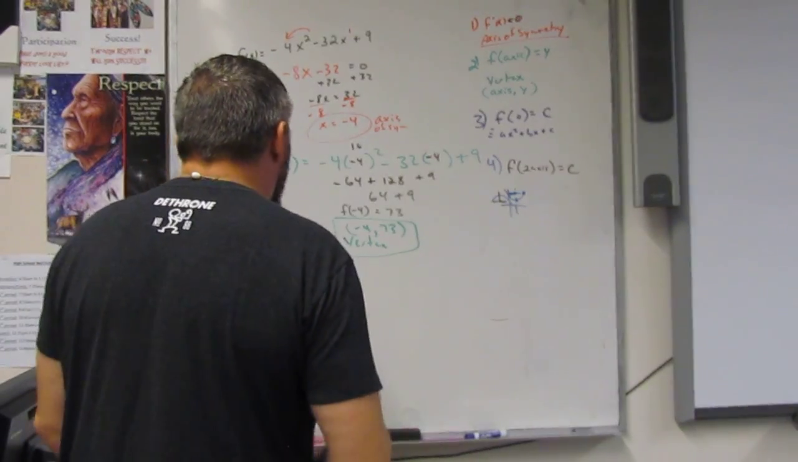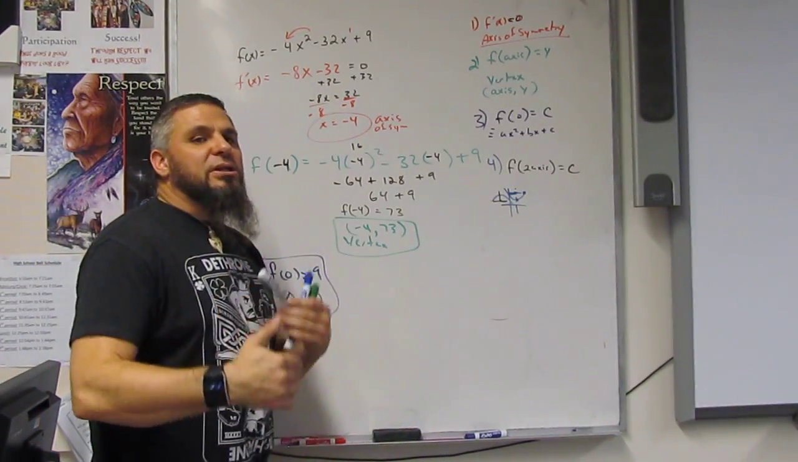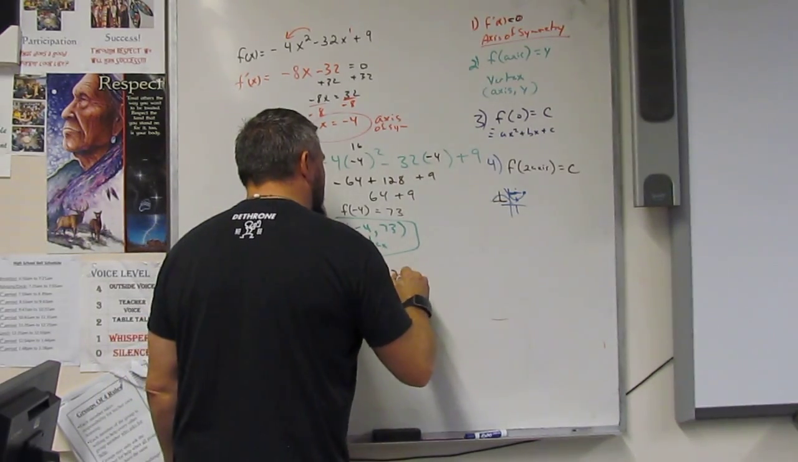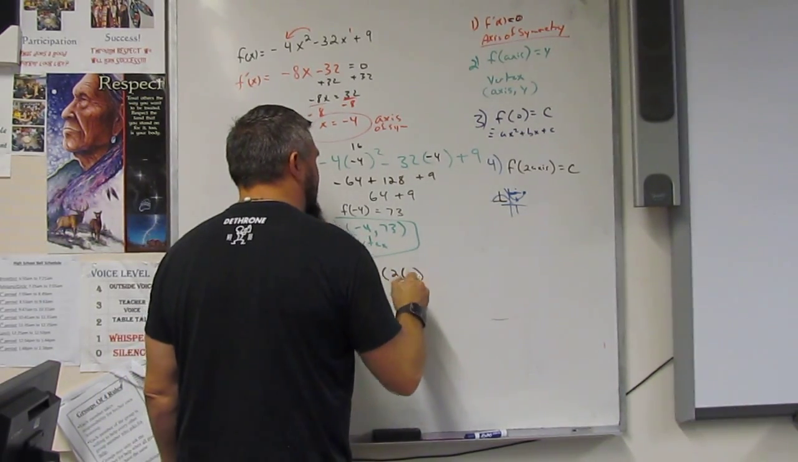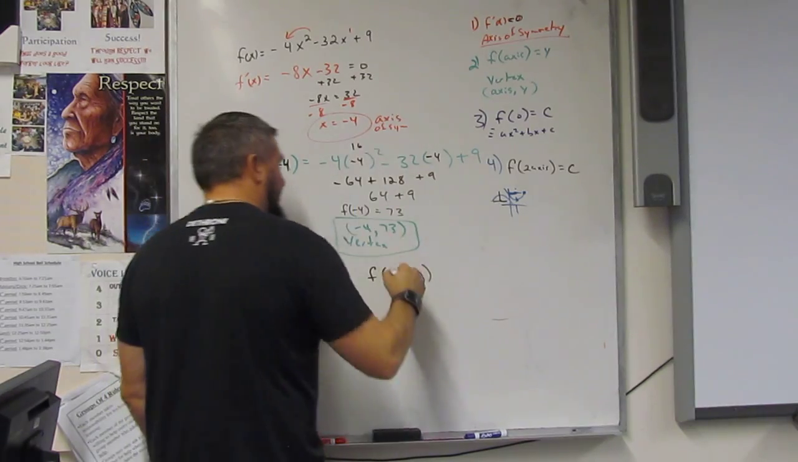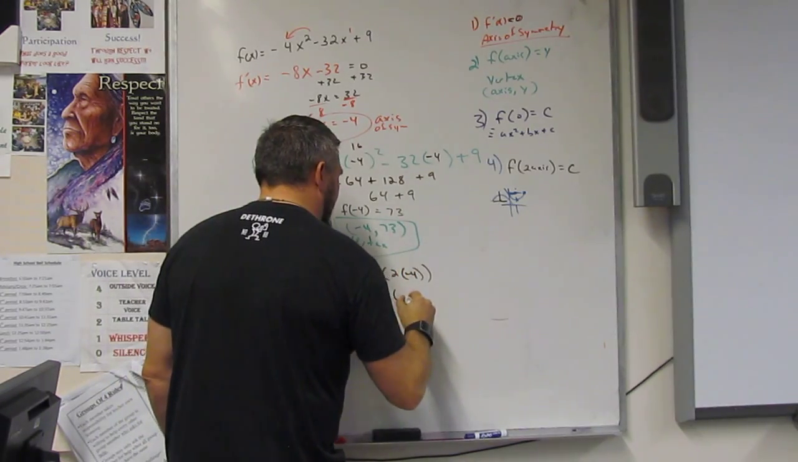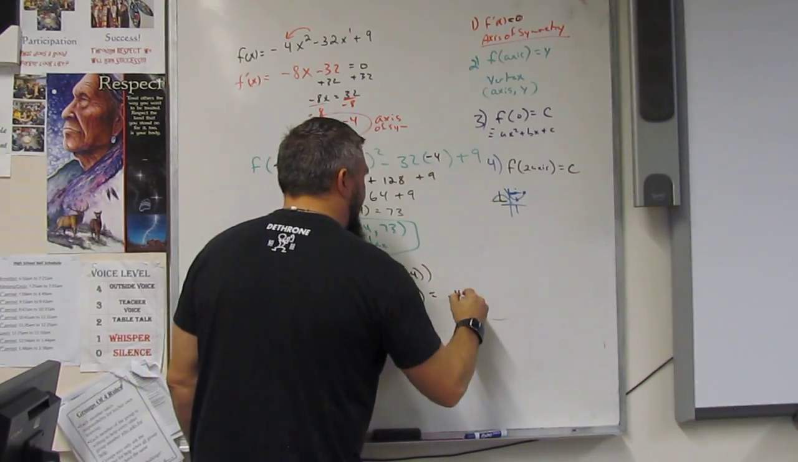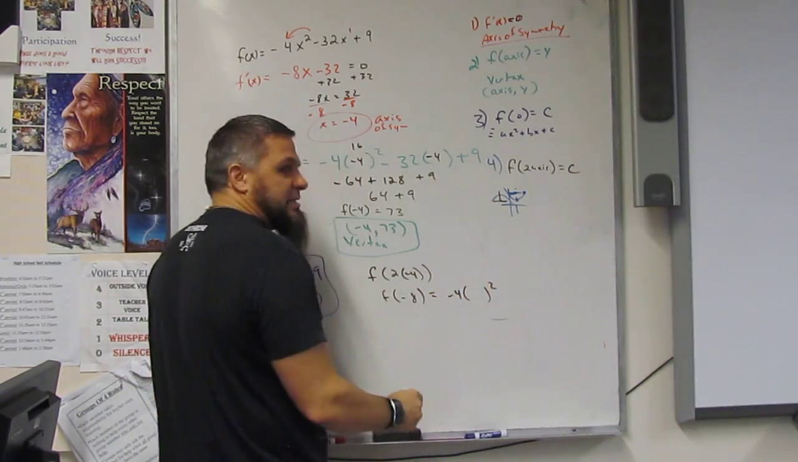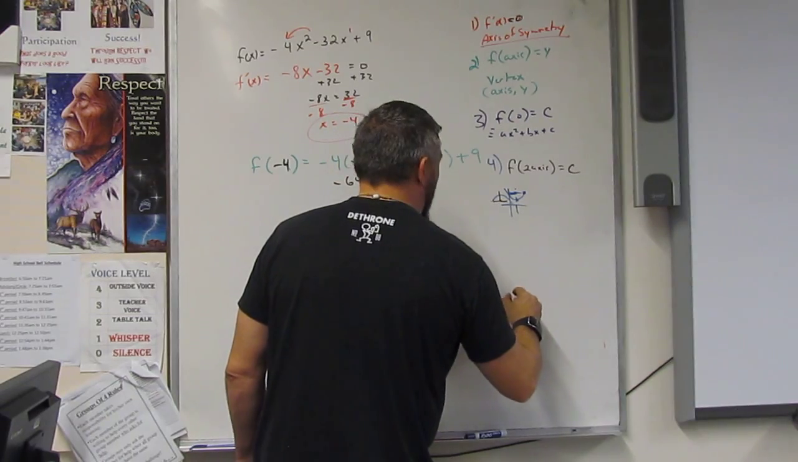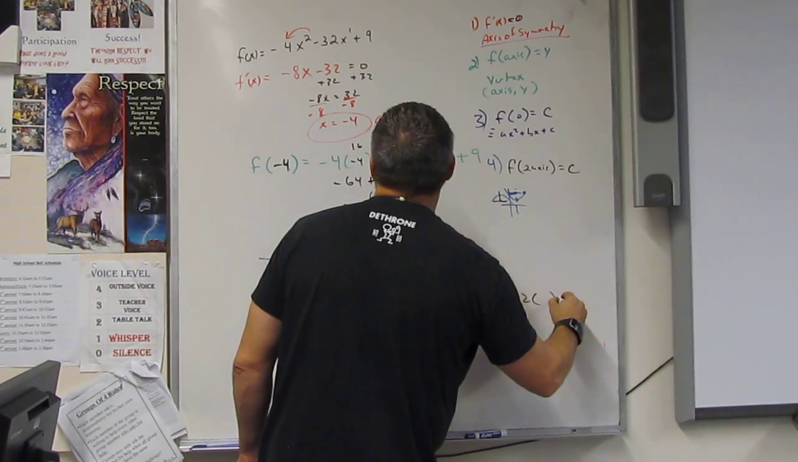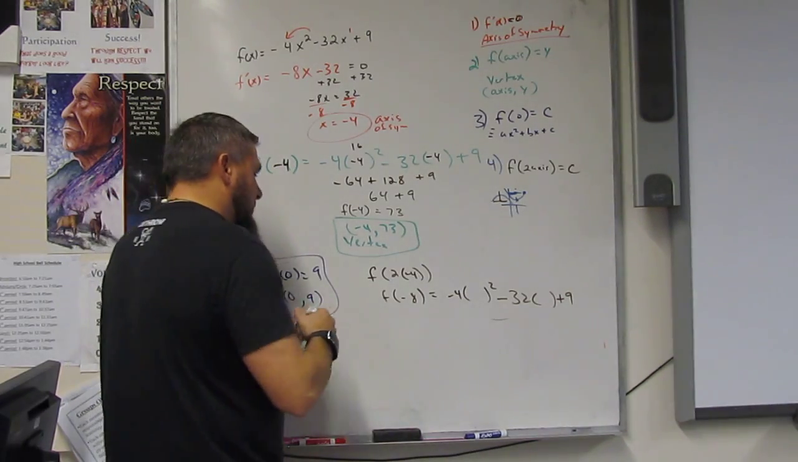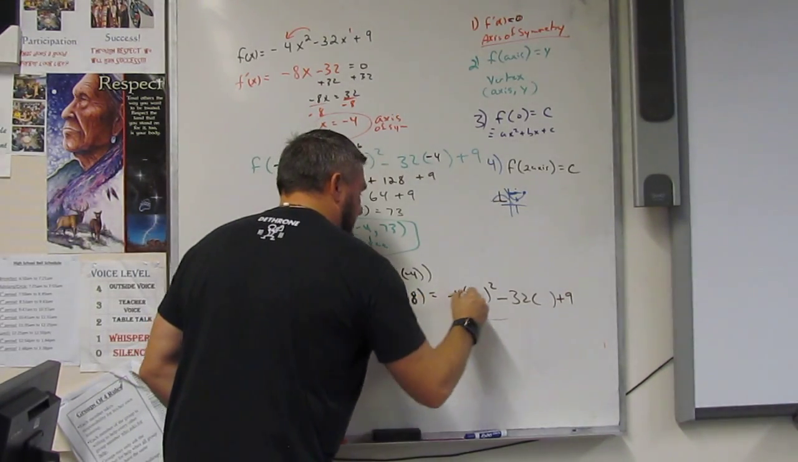So you plug it in and you check it out. Does it work? So you got f of 2 times the axis. What is your axis? -4. So we have f of -8. And so we have -4 times x squared, minus 32 times x plus 9. So we're going to plug in -8 and everything.